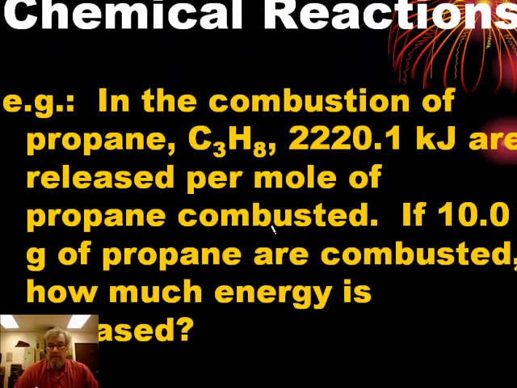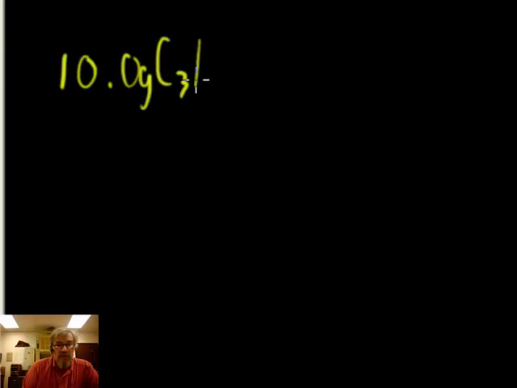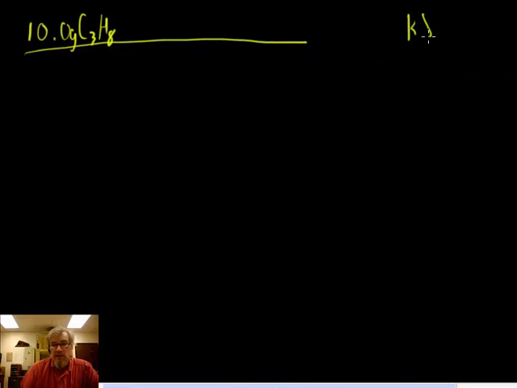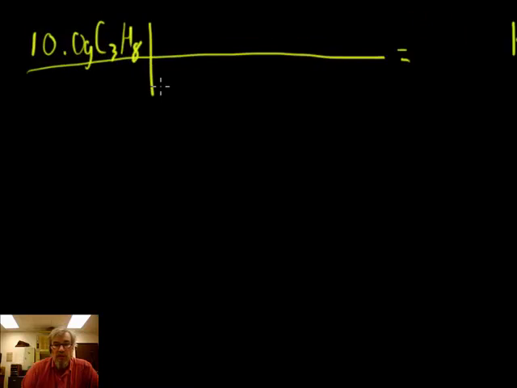Here's an example problem. You're combusting some propane, C3H8. 2220.1 kilojoules are released for every mole of propane combusted. Say 10 grams of propane are combusted. How much energy is released? Well, here's what we know. We know that 10 grams of propane, C3H8, are reacting. What we want to find is how much energy is released, like maybe kilojoules. How can we convert? Well, I know something about how much energy is released per mole, so I think I'll first change this to moles.